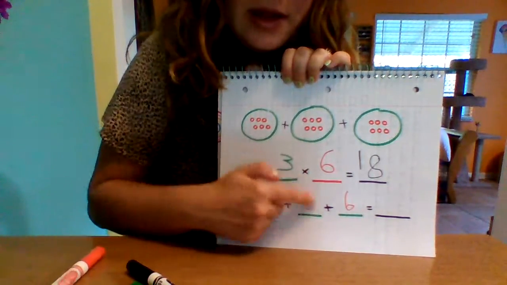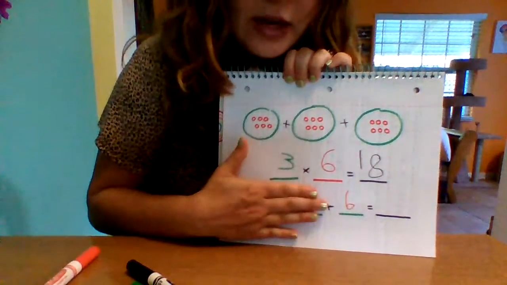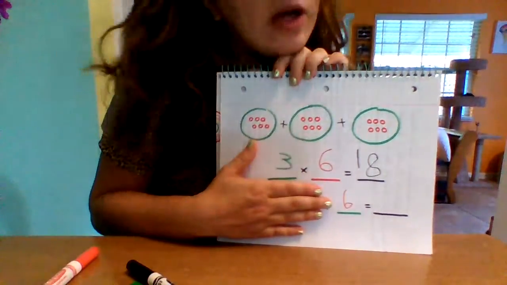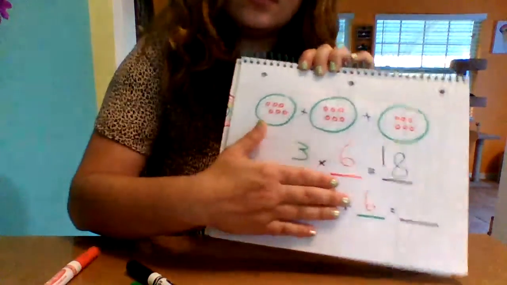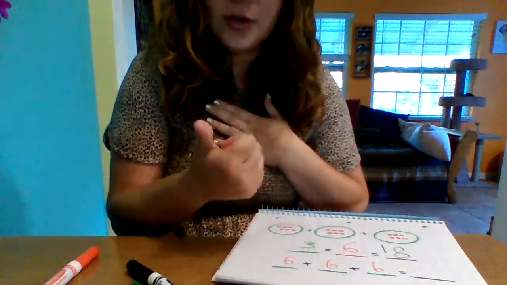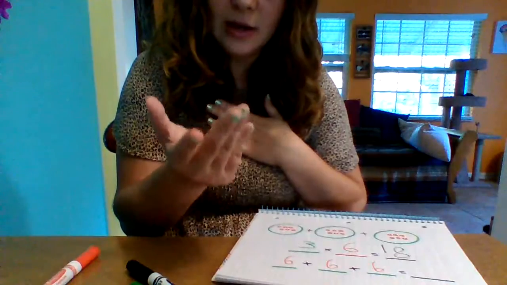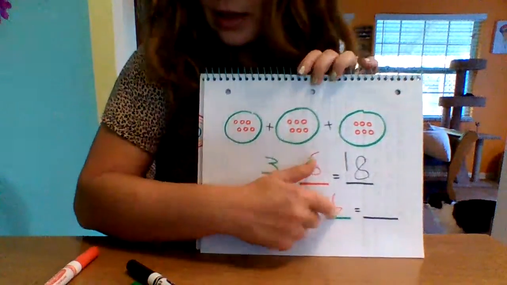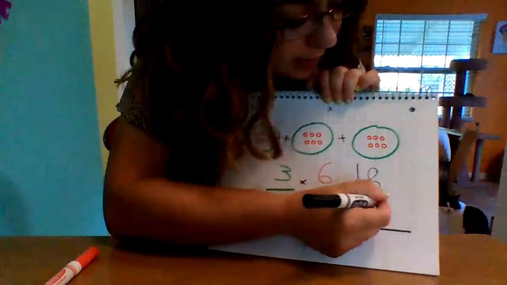Well, we know 6 plus 6 is 12, right? So we figured that out. So let's just do 12 plus 6 more. What's 12 plus 6 more? 12, 13, 14, 15, 16, 17, 18. 6 plus 6 plus 6 is 18.